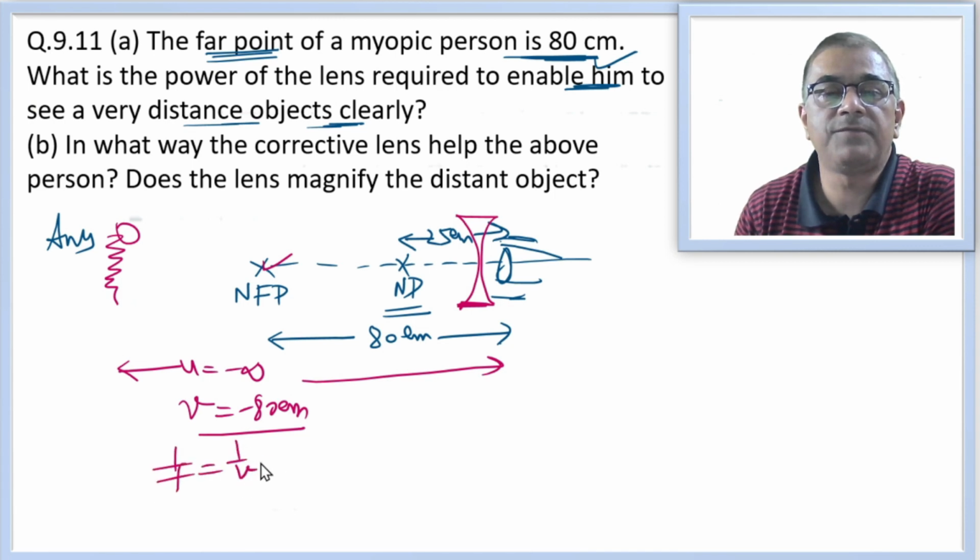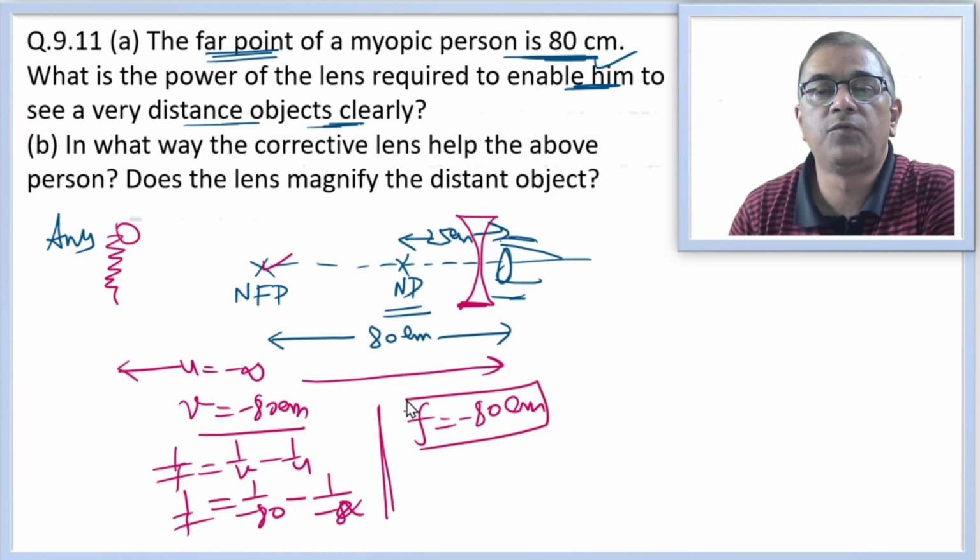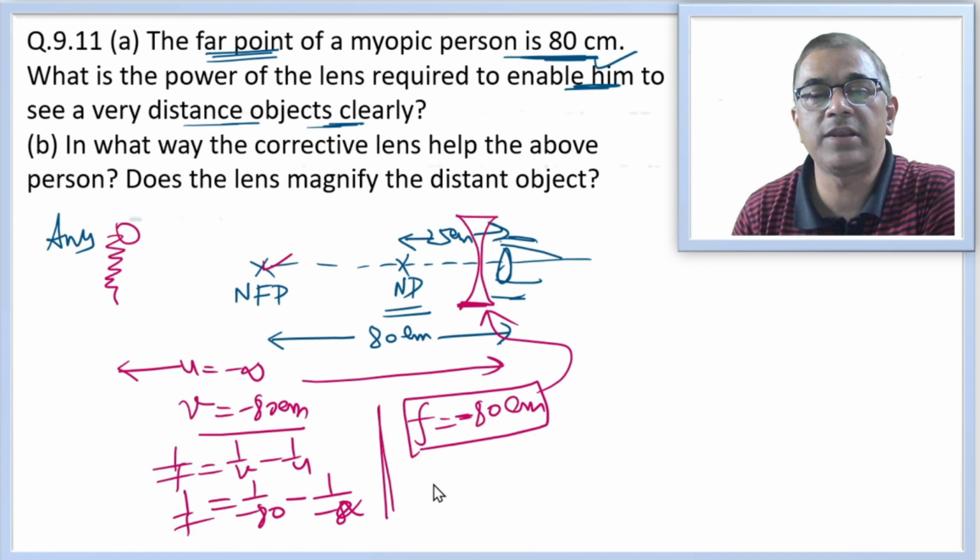This is 1 by f equals 1 by v minus 1 by u, and this is 1 by minus 80 minus 1 by minus infinity. This is infinity, so this further implies f is equal to minus 80 centimeter. So this should be the focal length of the corrective lens used. Is that right? The minus sign clearly suggests the lens used is concave.